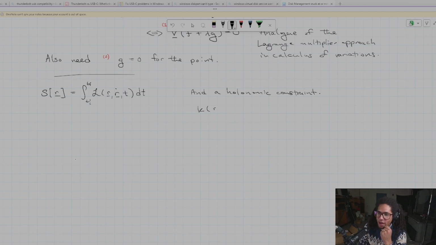So again, I have K of R is equal to 0. Let's just do a single holonomic constraint for the time being. Okay, so the way that I am going to implement this is to amend the action like this. So we'll have the Lagrangian as before, and then plus lambda K of R dt.